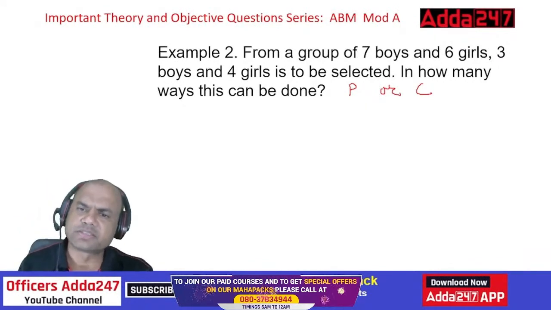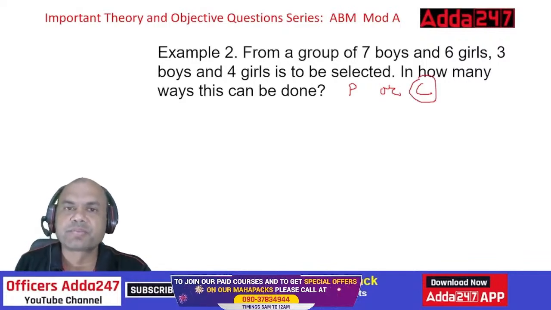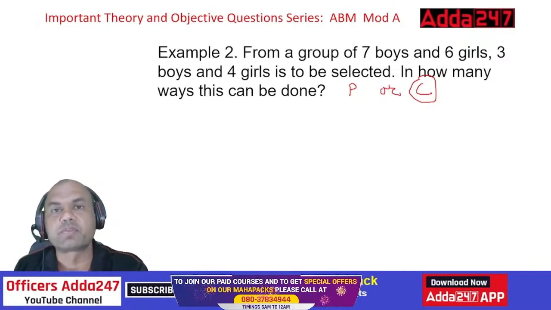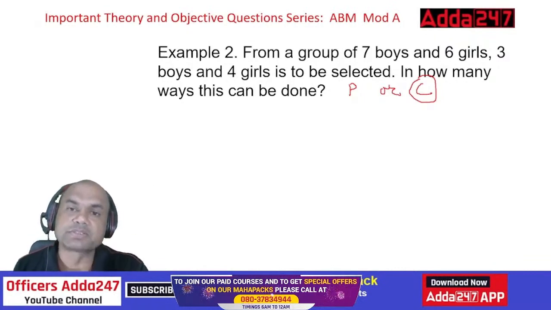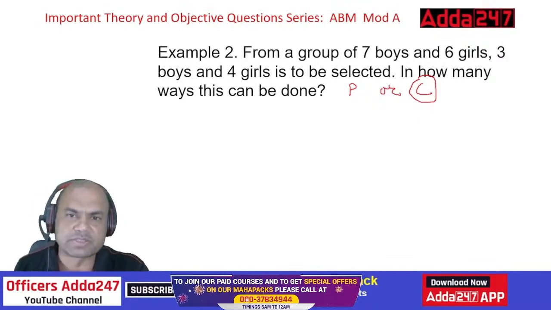What is it? Yes, it is C, combination. Why? Because how these girls and boys are situated is not mentioned. These 3 boys will be to the left, or these 4 girls will be to the left, or among these 3 boys, A will be to the left, B will be to the right, whatever, nothing is mentioned. So it's after all a combination.